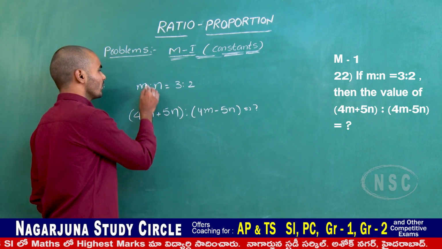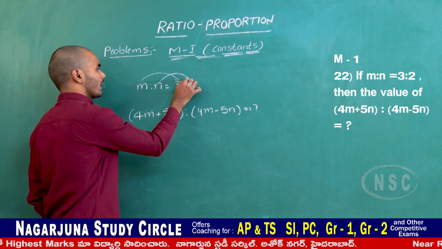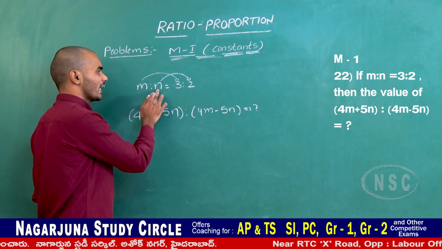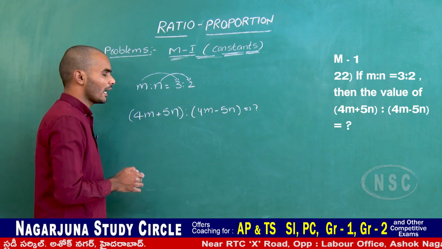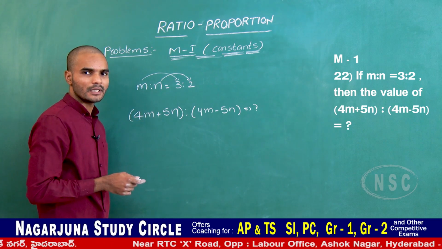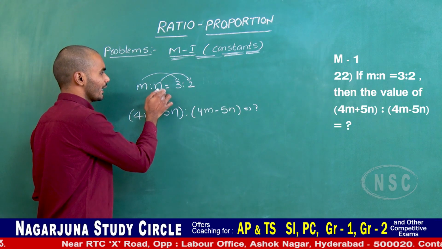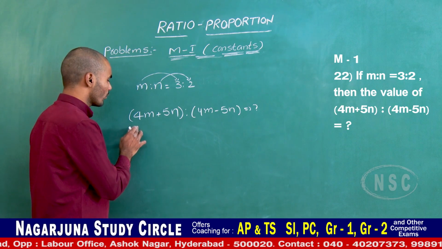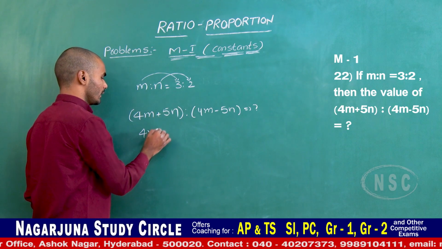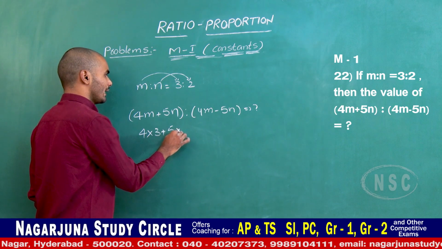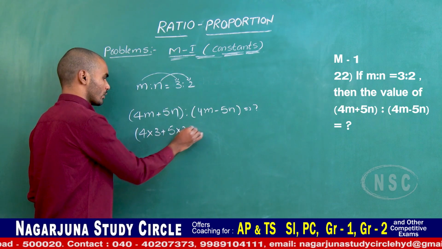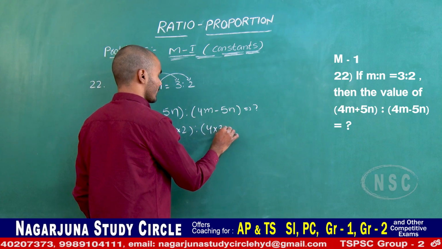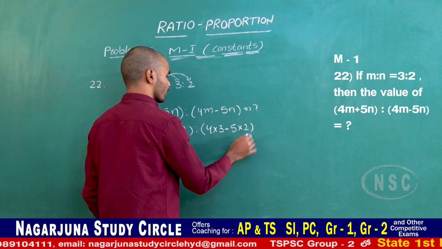Already we know the value of m is 3 and the value of n is 2. I already discussed this in the introduction. So the value of m is 3, n is 2. So substitute this into the given question. So 4, m value is 3, plus 5, n value is 2, is to 4, m value is 3, minus 5, n value is 2.